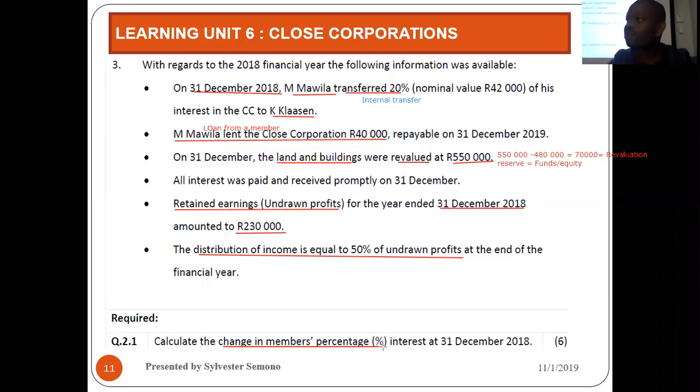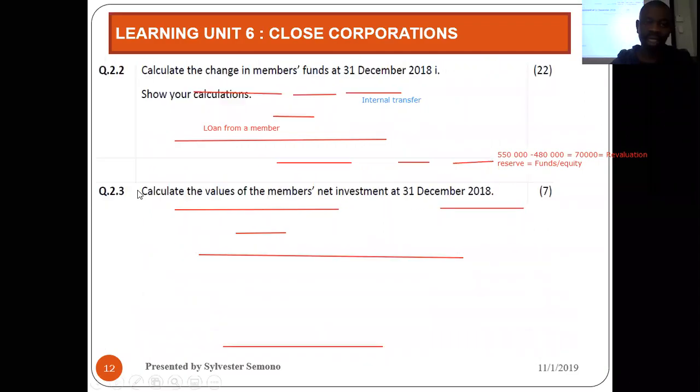Let me ask you a question before we continue. How much is the current member's interest in the business? How much is Mawila? Mawila has got a certain percentage, and how many percent? And then the other one is 30. Thank you very much. So we need to bear that in mind. Now we're going to check, after the transfer, how much will be the new interest? Are we okay? Let me just erase this.